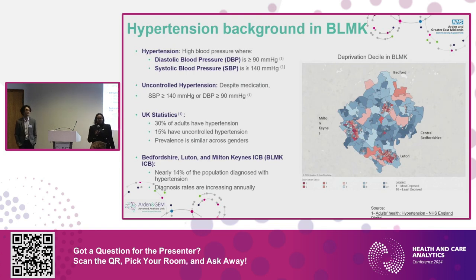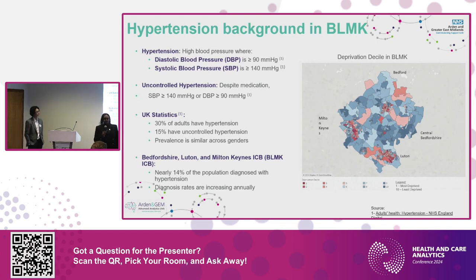And for UK statistics from NHS England, we have some statistics from 2022 where 30% of the UK population has hypertension and 50% have uncontrolled hypertension. And it's considered that the prevalence between the genders is very similar.